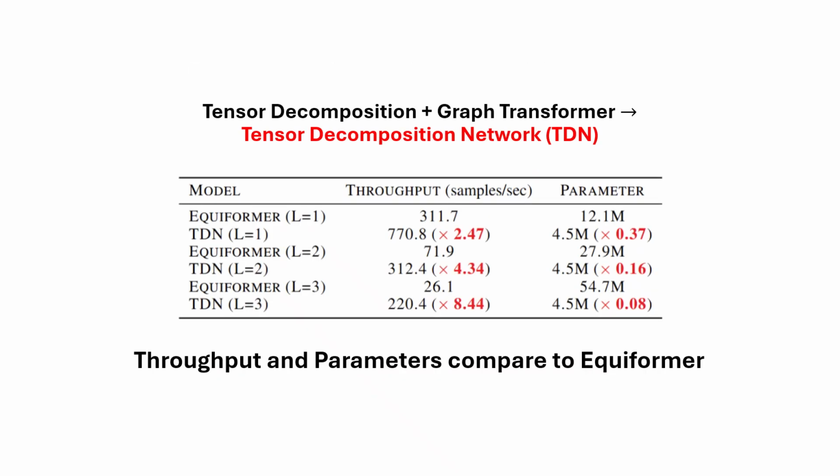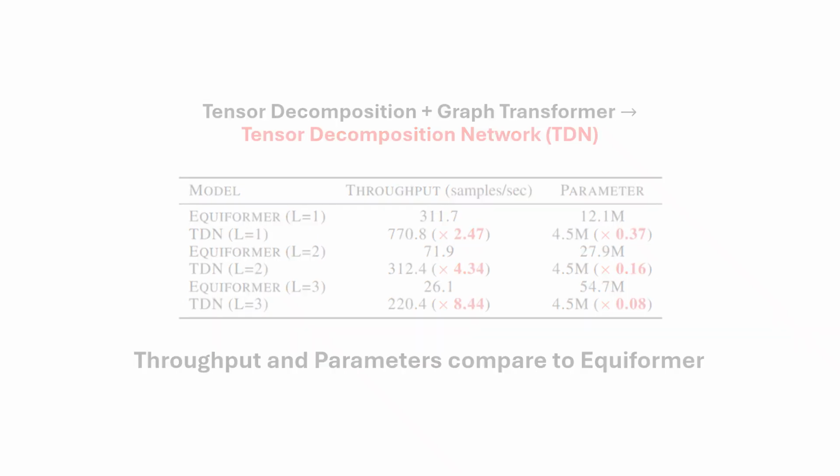We fuse tensor decomposition and path weight sharing into a graph transformer, giving us tensor decomposition networks, TDNs. This replaces costly Clebsch-Gordan coupling with low-rank core and shared weights. In practice, TDN runs faster than CG-based layers and delivers higher throughput with fewer parameters than Equiformer.